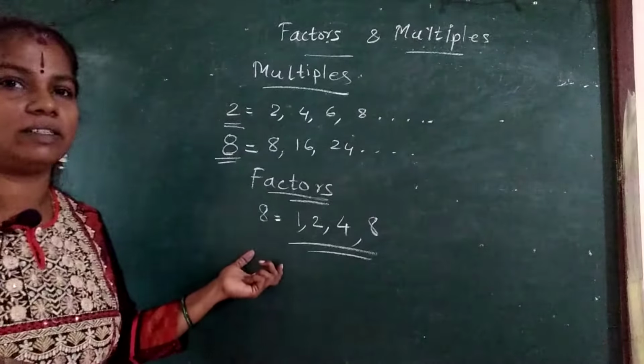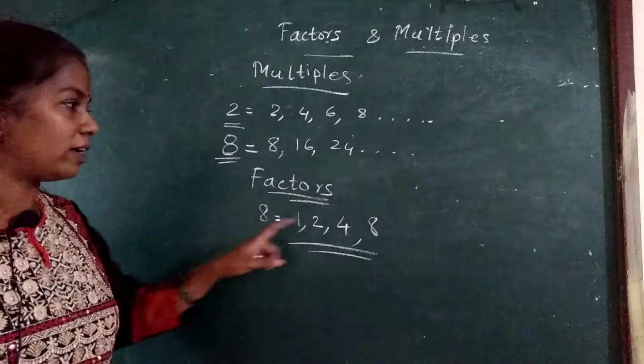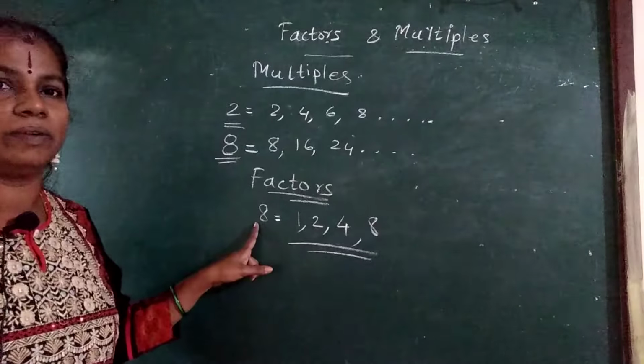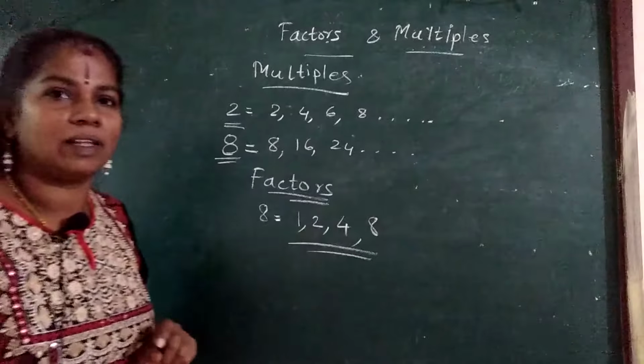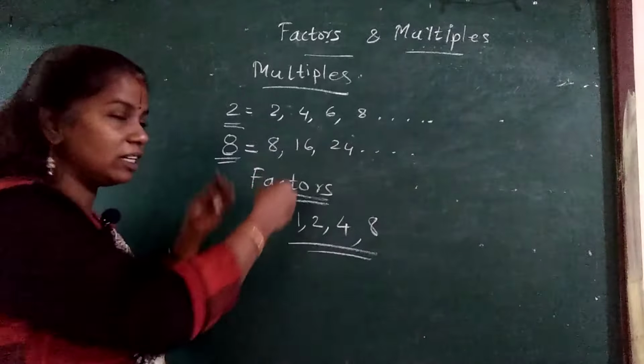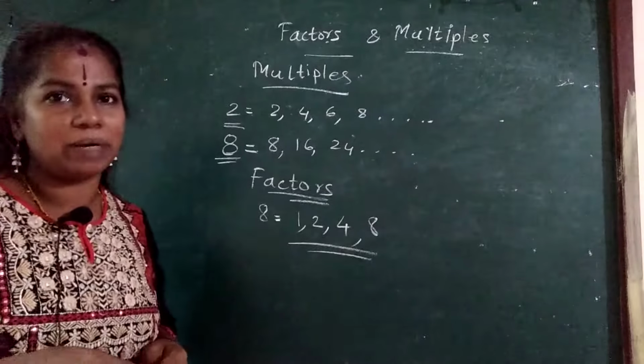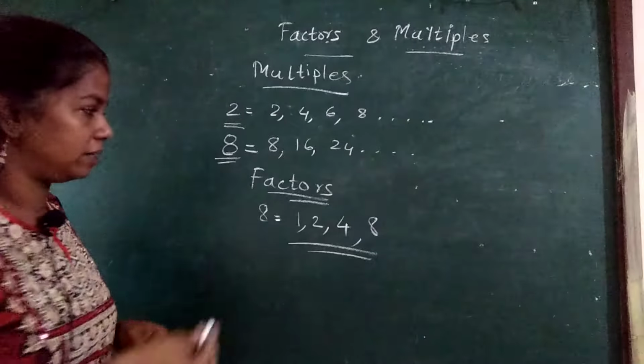These are the factors. Finally, the factors end with that number. Here it is starting with that number. Here it is ending. Understood the factors? Understood the difference between factors and multiples? Now we will go to another number.